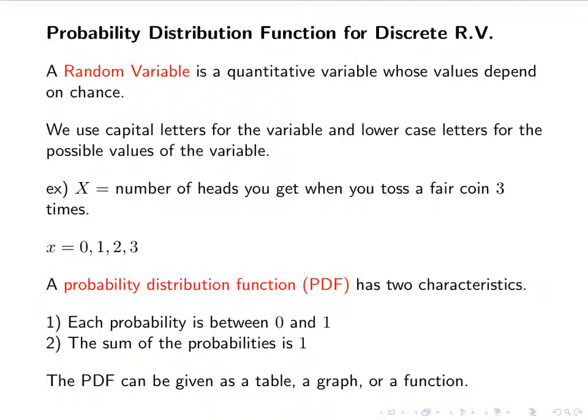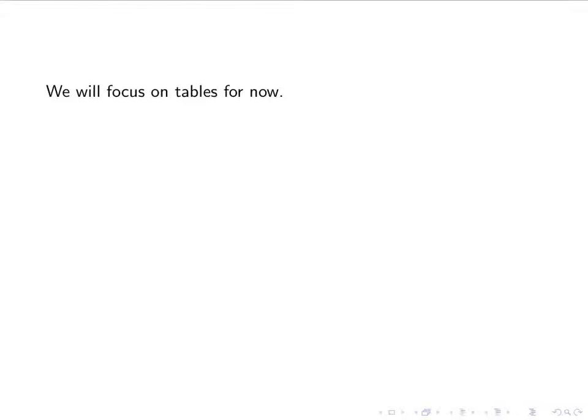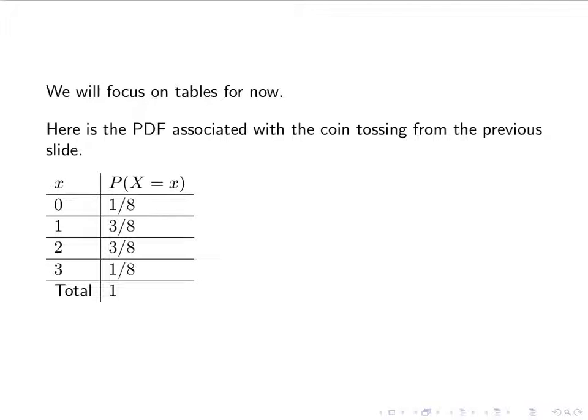The PDF can be given as a table, a graph, or a function. We're going to focus on tables. So here is the PDF of our coin tossing from the previous slide. We have our x values here, and the probabilities associated with each one next to it. So as I said, the probability of getting 0 heads is 1 out of 8. The probability of flipping 1 head is 3 out of 8. Probability of flipping 2 heads, also 3 out of 8. And the probability of getting all 3 heads is 1 out of 8. And if I add all those up, I get a total of 1.